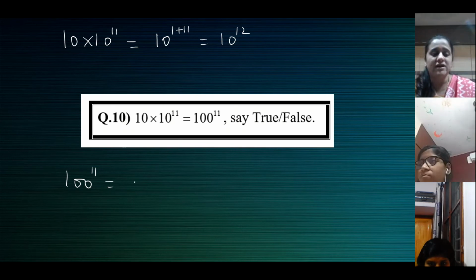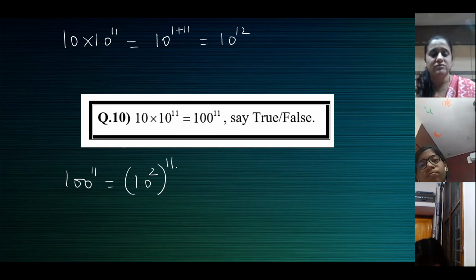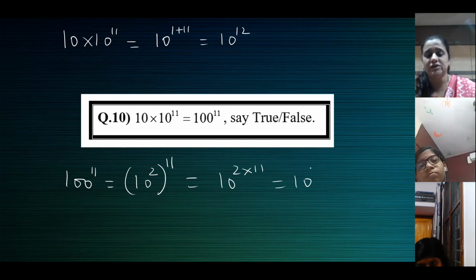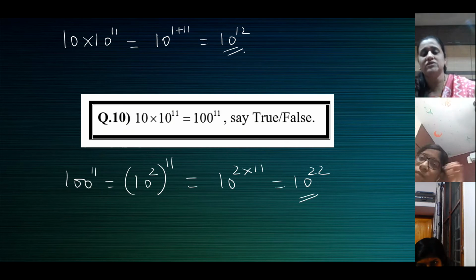So we'll write 100 as 10 square. 10 square is 100, whole power 11. So this is 10 to the power 2 into 11, which is 10 to the power 22. So the given answer is 10 to the power 22, but the correct answer is 10 to the power 12. So the given statement is false.